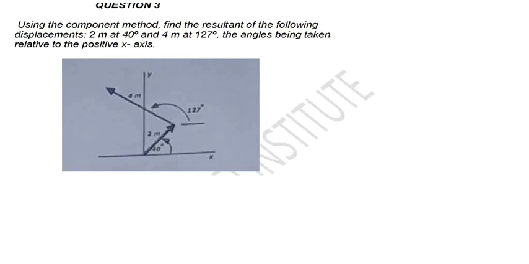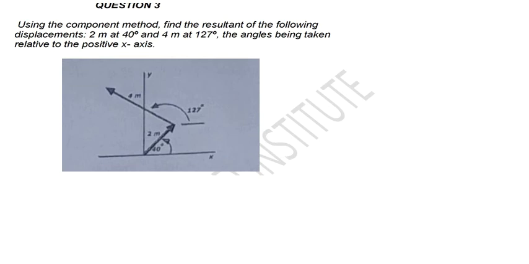So our question 3 was, using the component method, find the resultant of the following displacement: 2 meters at an angle of 40 degrees and 4 meters at an angle of 127 degrees. The angles being taken relative to positive x-axis. Okay? So when they're talking about displacement, it's the same as the resultant. Find the resultant. So here we are finding the resultant again.